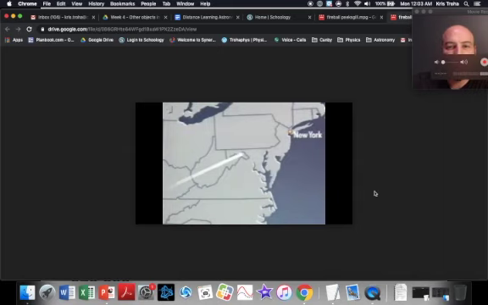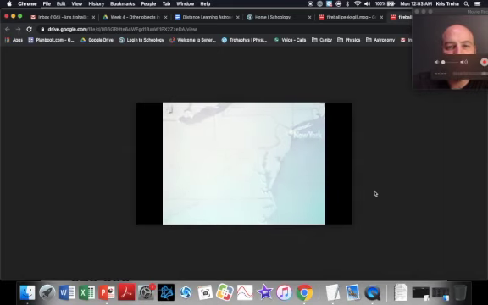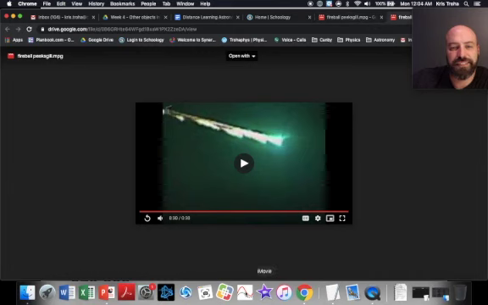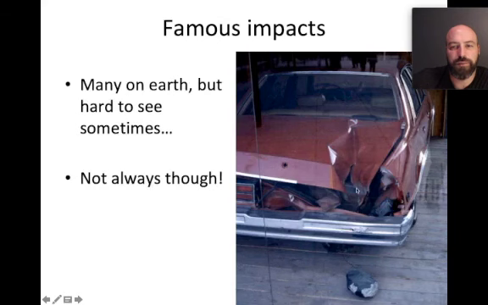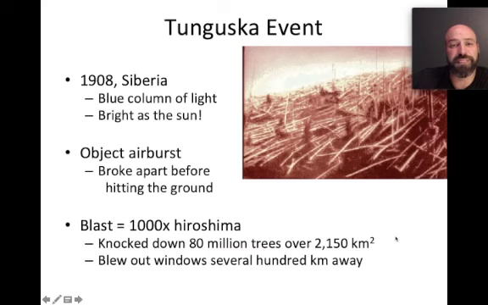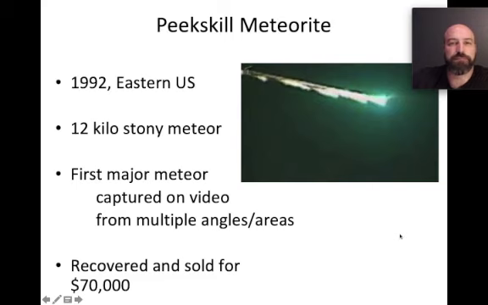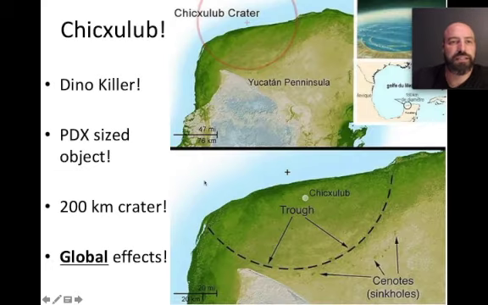Obviously, it's broken apart. It's flying in, lands in Peekskill, New York, and ends up with that picture we saw earlier, where it crashed through somebody's car. But that meteorite was then sold for $70,000. How about that?